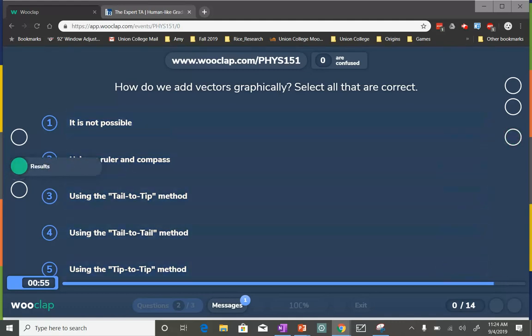How do we add vectors graphically? Select all that apply. So there's more than one here that's correct. It is not possible is not one of the correct options.